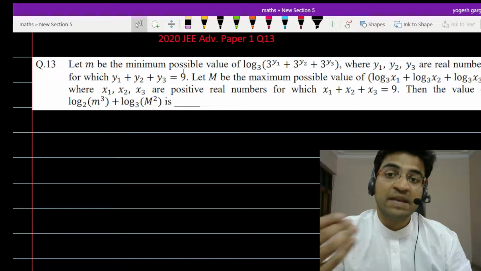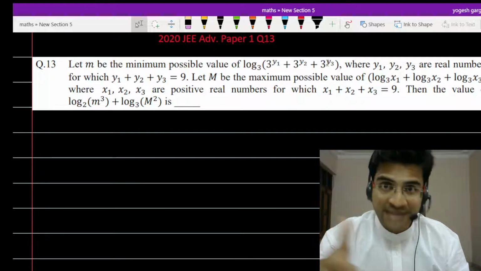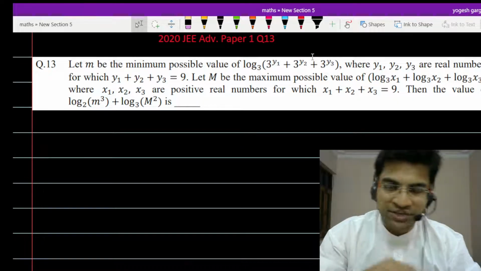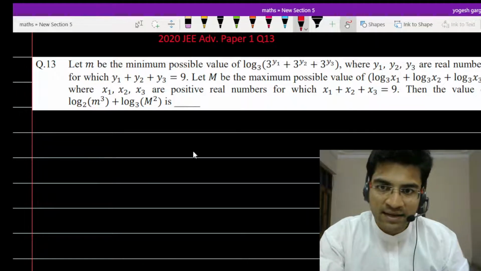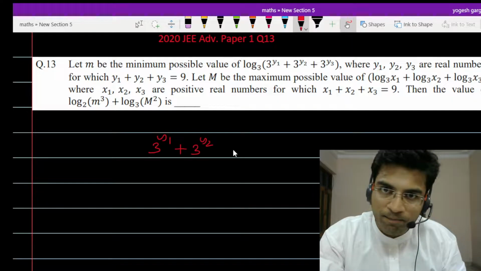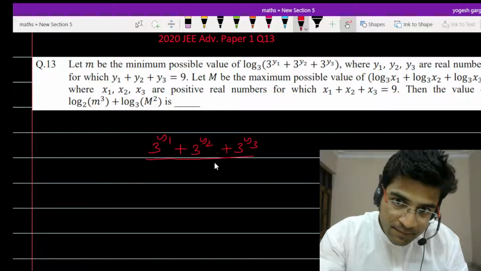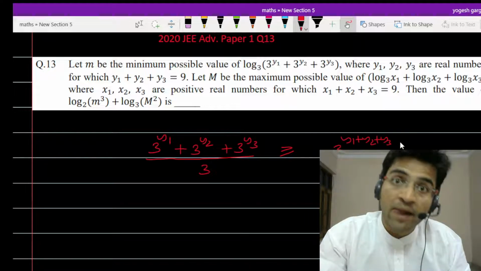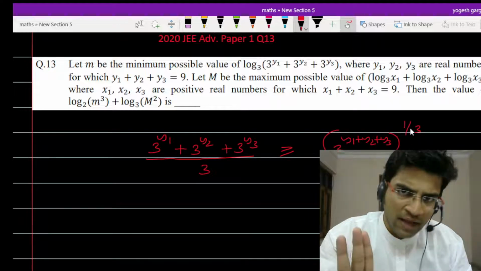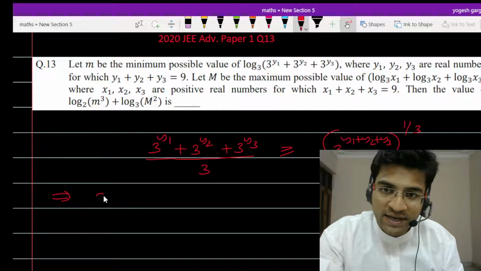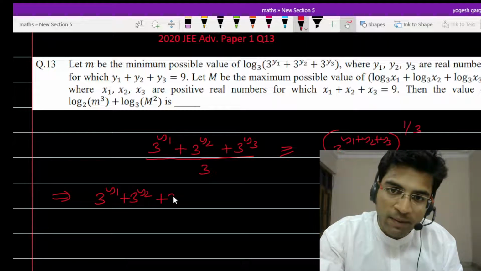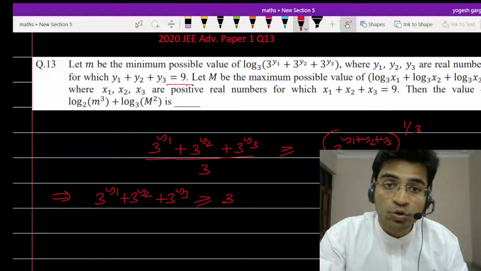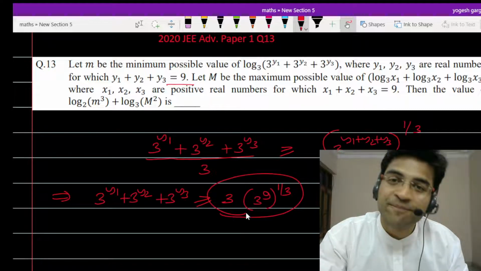Now we have to find the minimum possible value of log base 3, and we have a sum inside the log. Since y1, y2, y3 are real numbers, 3 to the power y1 and the similar expressions are positive real numbers. So we can clearly say that (3^y1 + 3^y2 + 3^y3)/3 is greater than or equal to the product of these three numbers, that is (3^(y1+y2+y3)) whole power 1/3. This is perfectly fine, I hope. Now we can write 3^y1 + 3^y2 + 3^y3 is greater than or equal to 3 into 3^(y1+y2+y3), and that sum is 9, so 3 into (3^9) whole power 1/3, and this is 3^4.